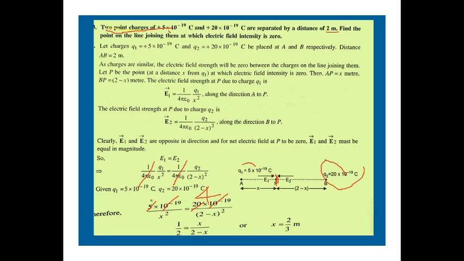Removing the square, it becomes 1 divided by 2, and taking the square root of 1 by 4 gives 1 by 2. The x square gives x and the 2 minus x square gives minus 2x. By simplifying, x is equal to 2 by 3. Means at a distance 2 by 3 from the smaller charge q1, the electric field intensity will be 0.